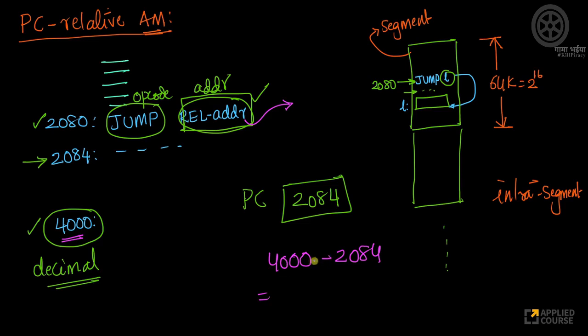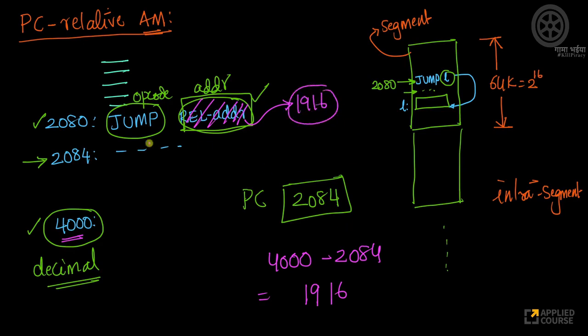Let's assume these are simple numbers. So this becomes 1916. 16 plus 84 is 100, so 100 plus 1900 is 2000, and 2000 plus 2084 gives 4000, if these are decimal numbers. So what you store in the address field is not the absolute address 4000. You store 1916 here.